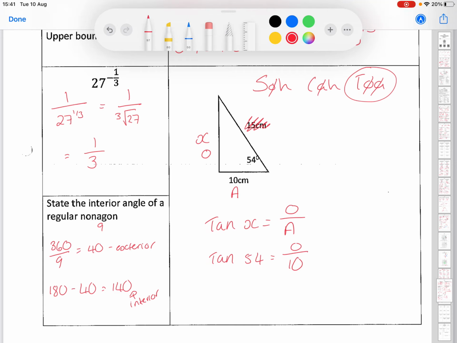So the thing we're trying to find is up top, so we're going to times. We're going to do 10 times tan of 54 to give us our opposite length. Let me just grab my calculator because I haven't worked this one out. So we got tan of 54, and I'm going to times that by 10, and I got 13.8 centimetres for my opposite.